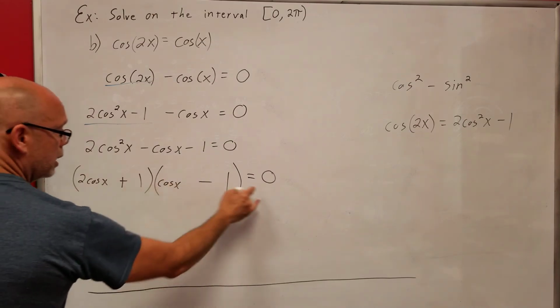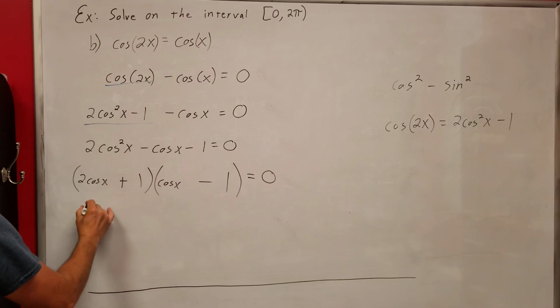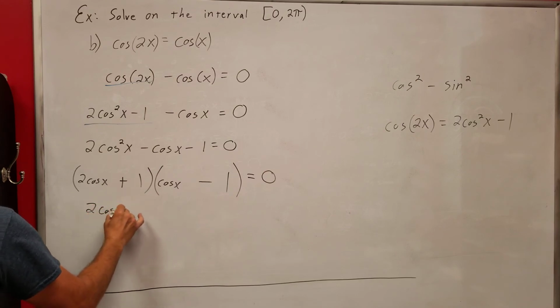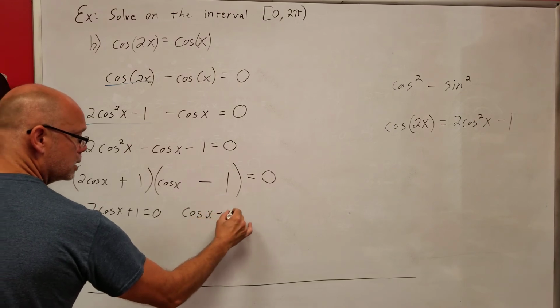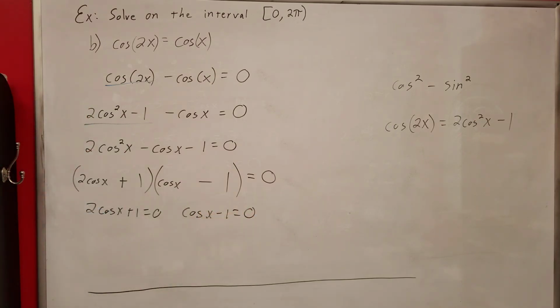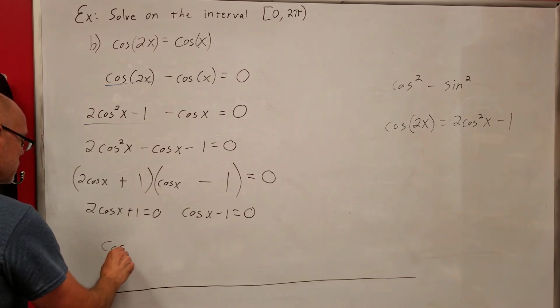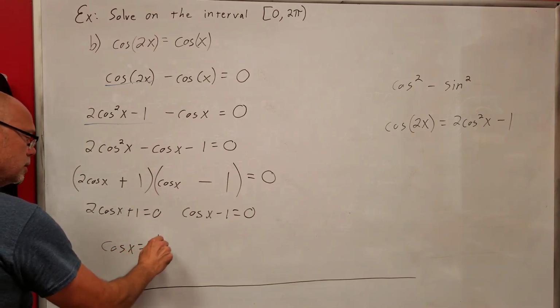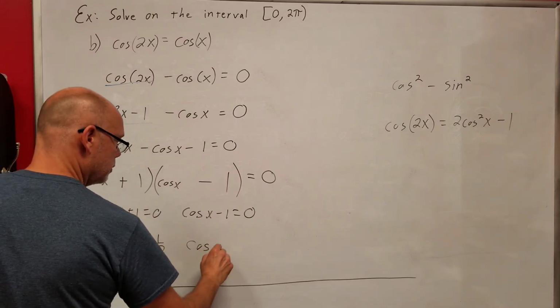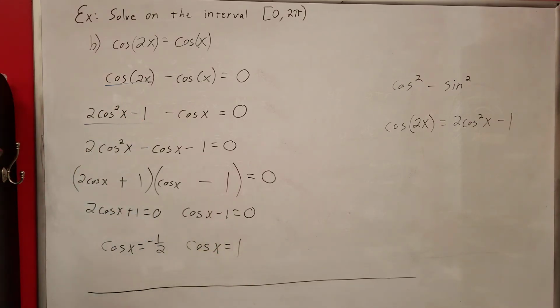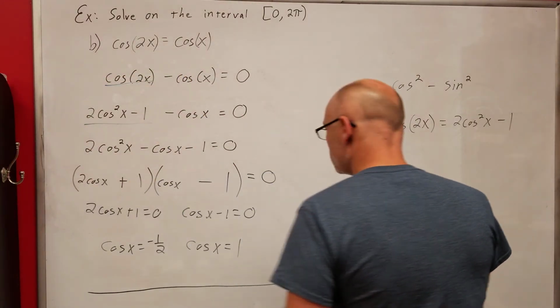All right, set each factor equal to 0. 2 cosine of x plus 1 is equal to 0, and cosine of x minus 1 is equal to 0. All right, this will give me what if I solve this? Cosine of x is equal to negative 1/2. And this will give me cosine of x is equal to 1, right? All right, so I guess it's unit circle time.